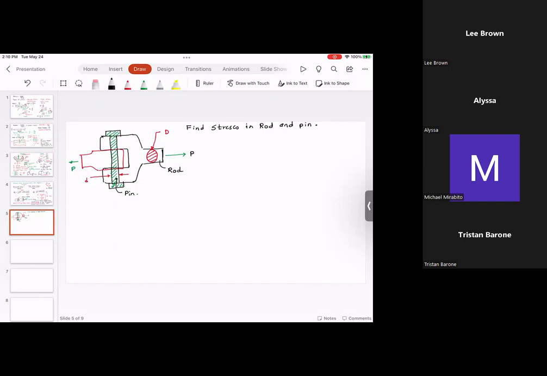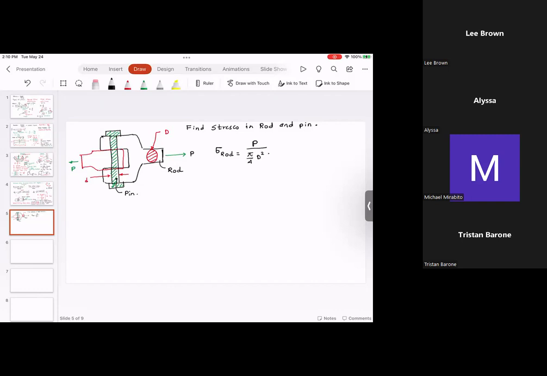To find the stress in the rod, please understand it's the tensile stress. So sigma rod is going to be P divided by pi by 4 d square.